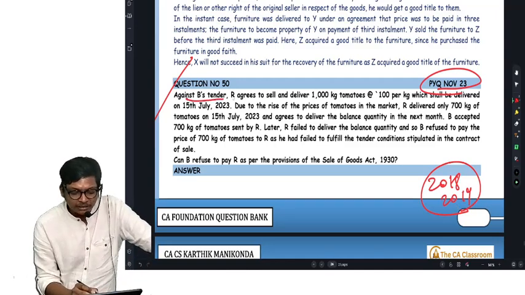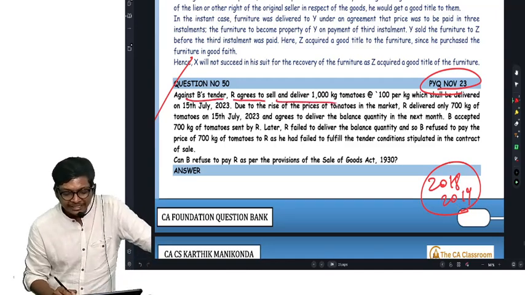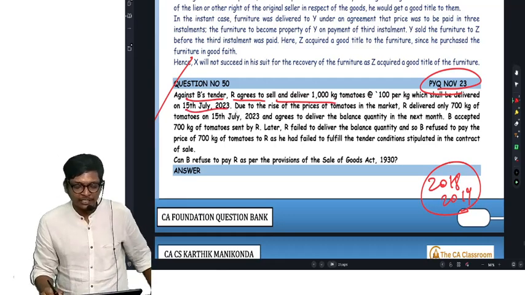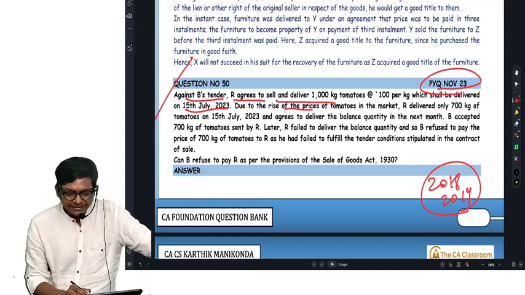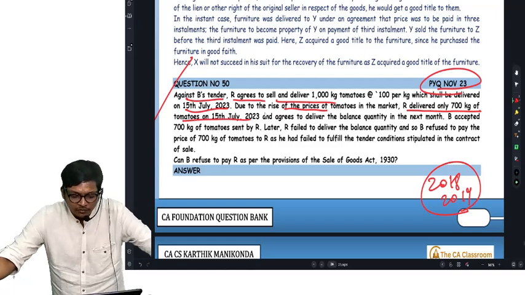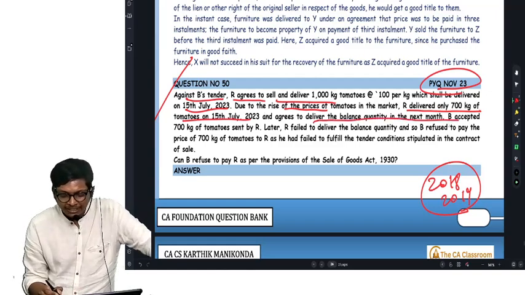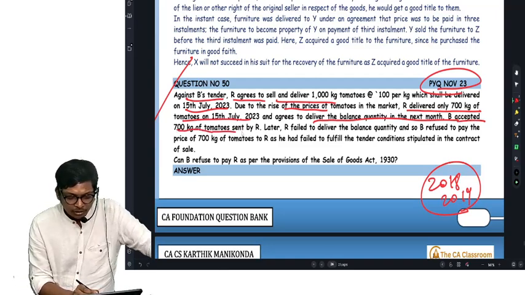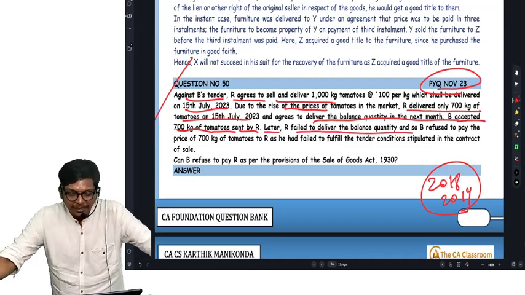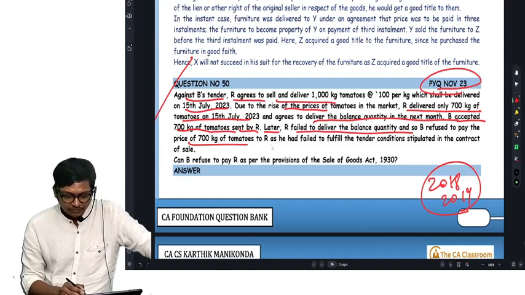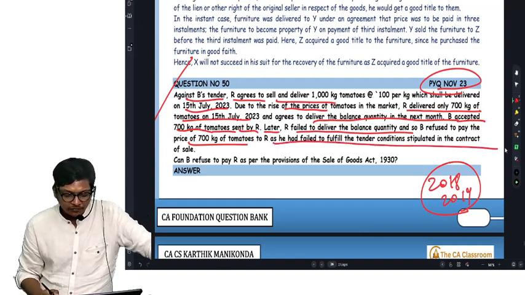Against B's tender, R agrees to sell and deliver 1000 kgs of tomato at rupees 100 per kg, which shall be delivered on 15th of July. Due to rise in price of tomato, R delivered only 700 kgs of tomatoes on 15th of July and agrees to deliver the balance quantity in the next month. B accepted 700 kgs of tomato sent by R. Later, R failed to deliver the balance quantity and B refused to pay the price for 700 kgs. As R, he has failed to tender the full conditions.